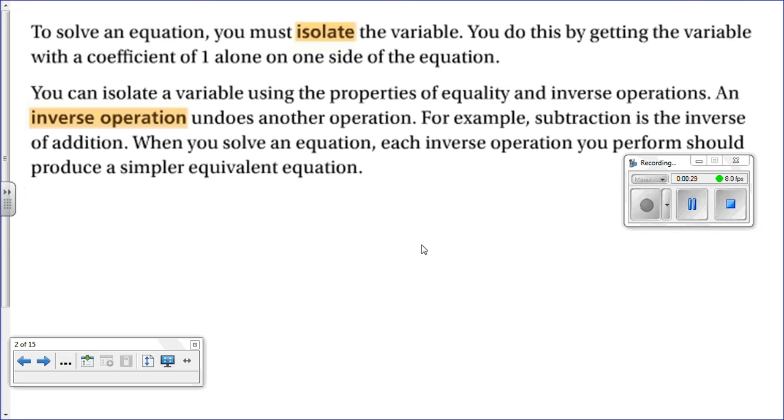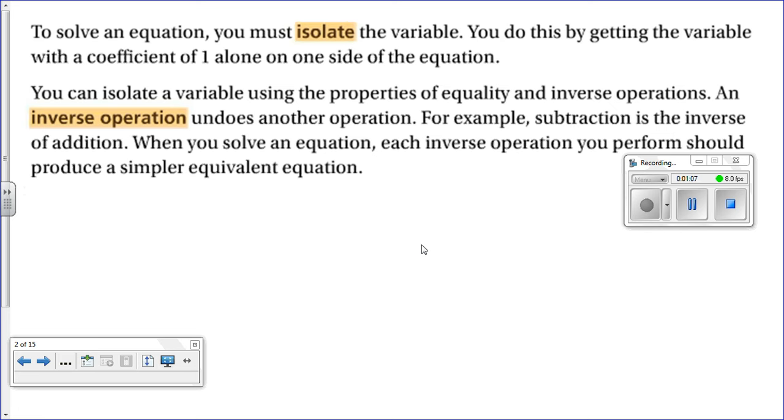To solve an equation, you must isolate the variable, and basically what isolating means is getting your variable with a coefficient of 1. So remember, the coefficient is the number that's in front of the variable, like the x or the y. So if it's 2y, the coefficient is 2. Your goal is to get that coefficient down to 1. Okay? The way that we do this is by either using properties of equality or inverse operations.